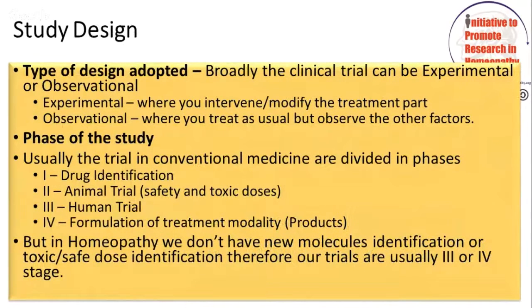Study design. Although we are not going into depth of this, let us have a quick word about study design. Basically, it can be experimental or observational, that is, where you intervene and where you don't intervene. And usually, like we discussed, there can be phases 1, 2, 3, and 4 in a conventional trial. But in homeopathy, as we don't have any new molecule identification or toxicity or safety study, we don't have phase 1 and phase 2 clinical trials. We straight away start from phase 3 and phase 4.